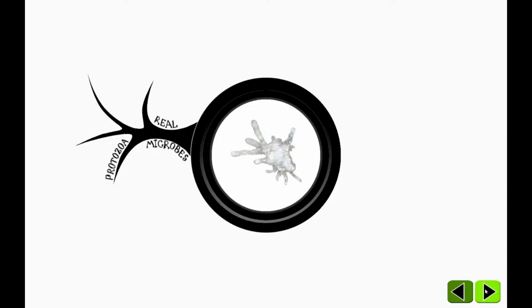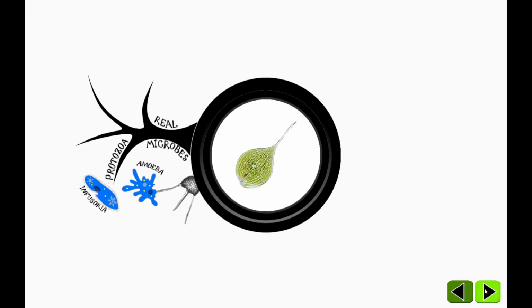Protozoa are a group of unrelated single-celled organisms that have a nucleus. In other respects, protozoa can differ greatly from each other. Most are heterotrophic and can move using various structures like flagella, cilia, and pseudopodia.